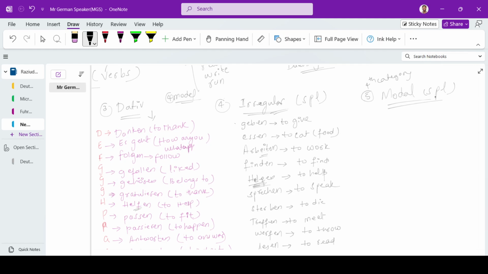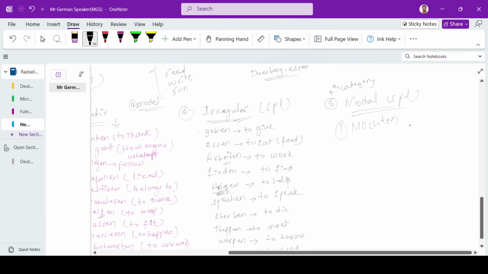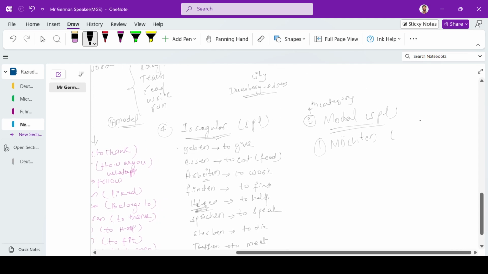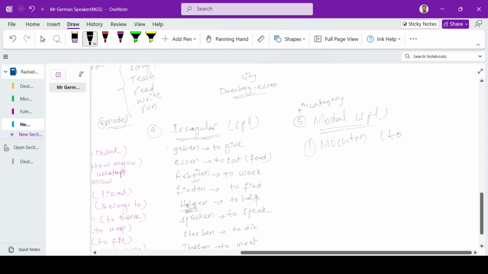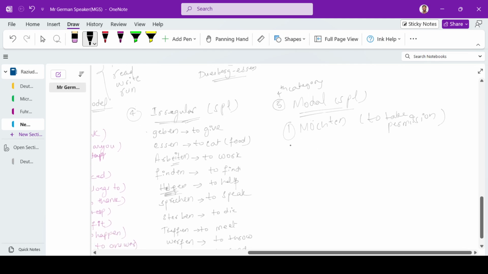So the first one is möchten. Möchten is like would like to, like I would like to take permission, for example, something like that. I would like to have. This is möchten. Then we have mögen. Mögen is to like.